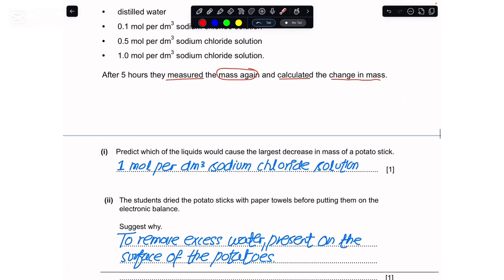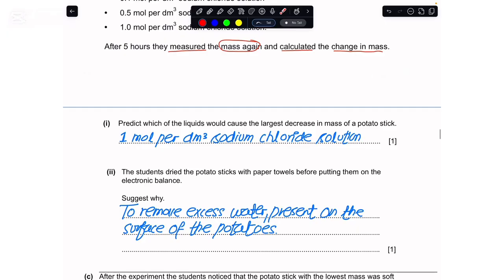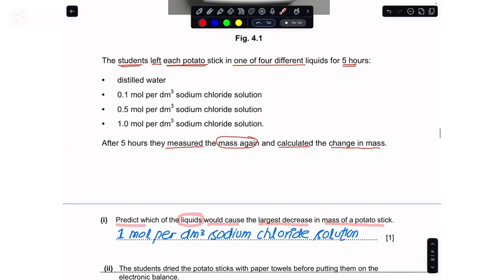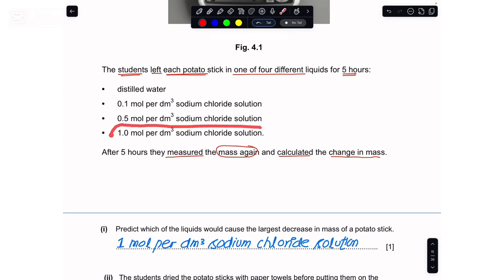Let us move onward. Here they are asking us to predict which of the liquids would cause the largest decrease in the mass of the potato sticks. So for sure we need to mention the sodium chloride solution, which is the most concentrated, 1 mole per dm cube, sodium chloride solution where the water potential is the least.